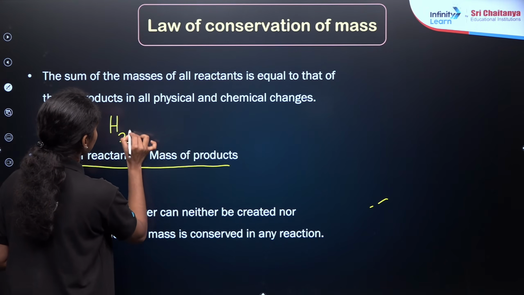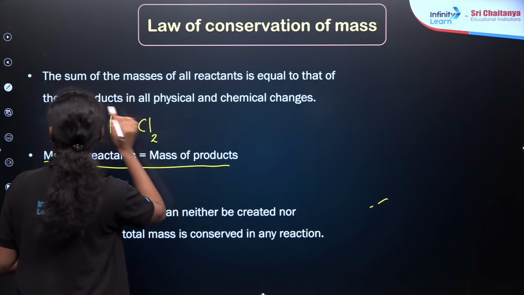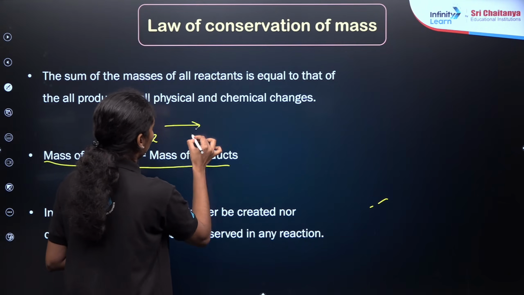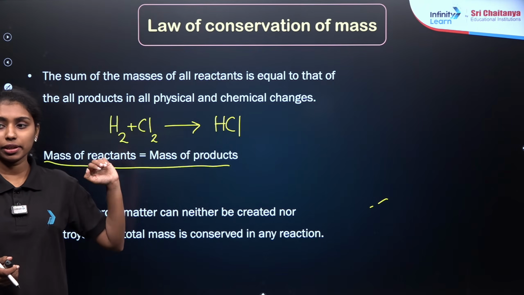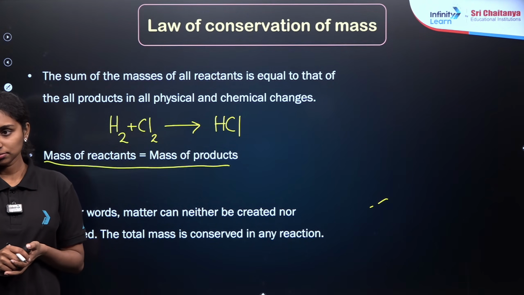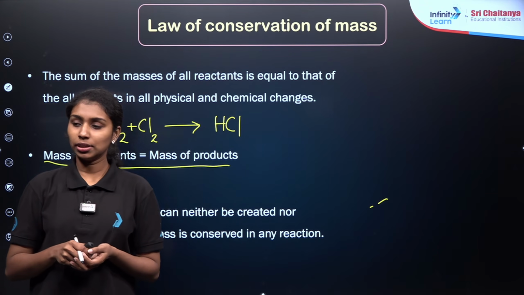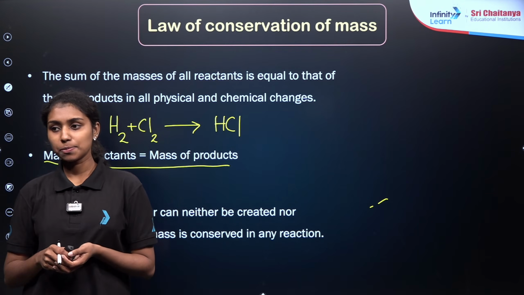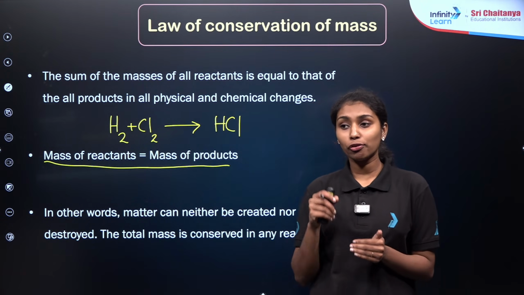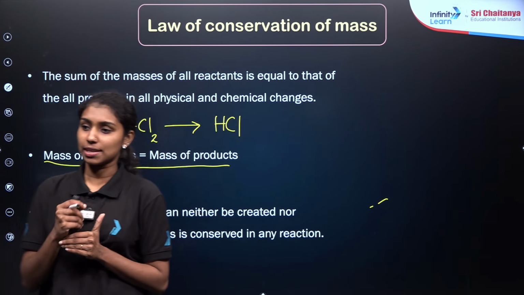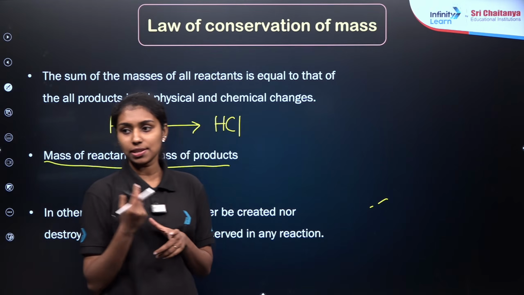We are taking the same equation here. So what about the mass of hydrogen here? The law of conservation of mass can be explained like this: energy can neither be created nor destroyed. That is the law of conservation of energy, which we have already discussed in physics. Here we are discussing the law of conservation of mass. Mass can't be created nor destroyed.